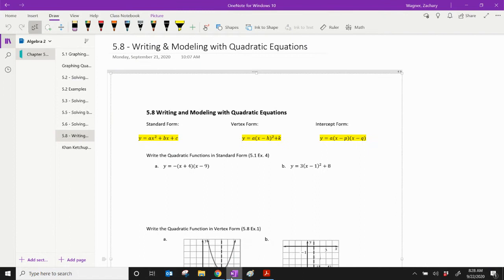This is my Algebra 2 page. This is going to be a 5.8. This is the last section that's going to be on your test.